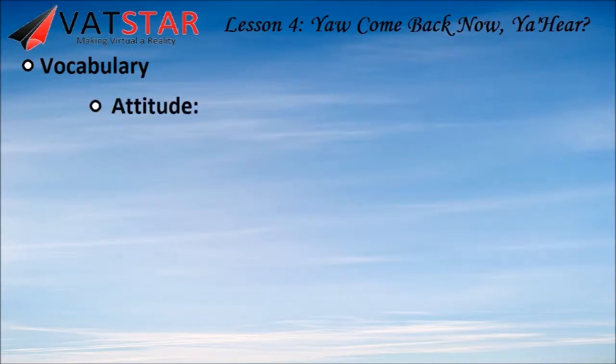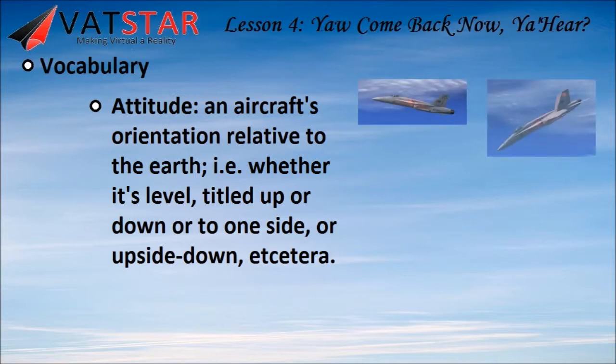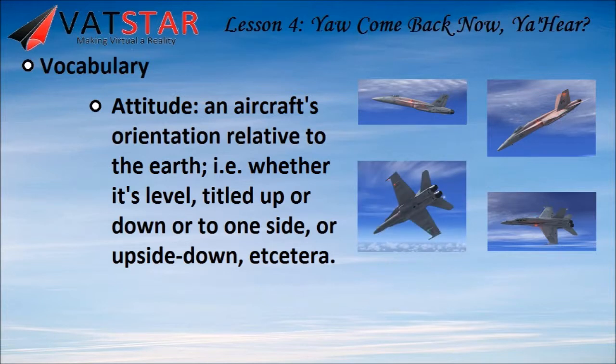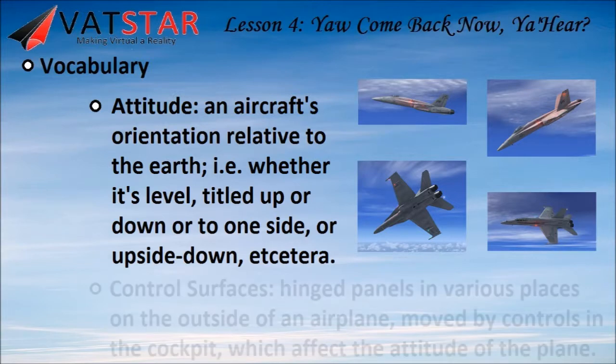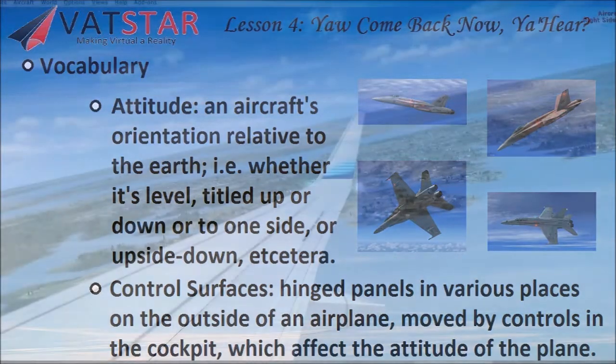Attitude, that refers to how the aircraft is pointed relative to the horizon. It could be tilted slightly nose up or nose down, or tipped over to one side, or even some combination thereof. And if you have a bad attitude, you may require an attitude adjustment. The way you adjust your attitude is through control surfaces. Those are hinged panels on the outside of a plane that deflect air and change the way the plane is pointed. They change its attitude.